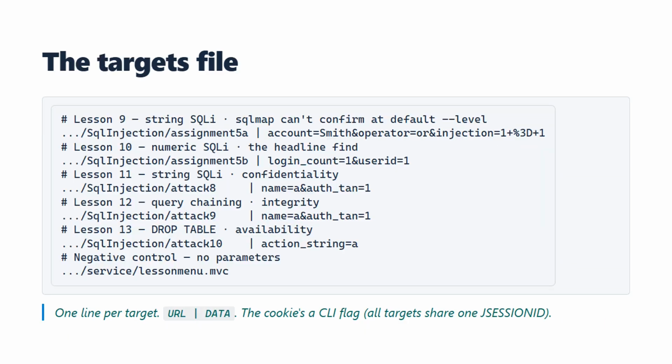The input to the pipeline is 1 plain text file. 6 lines for our demo set. URL, data per line. 5 WebGoat SQL injection lessons spanning numeric and string injection, plus 1 negative control endpoint with no parameters. The format is deliberately simple: no YAML, no JSON. Each line is something you can paste from your browser's DevTools curl capture in 15 seconds. The cookie is not per line. Every WebGoat lesson shares 1 JSession ID, so cookies are 1 CLI flag. The whole format is 1 regex and 40 lines of pure Python in targets.py.